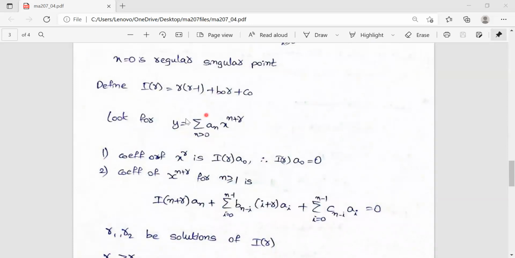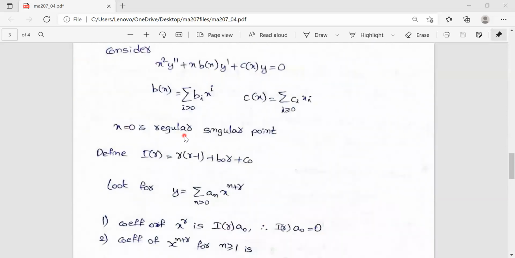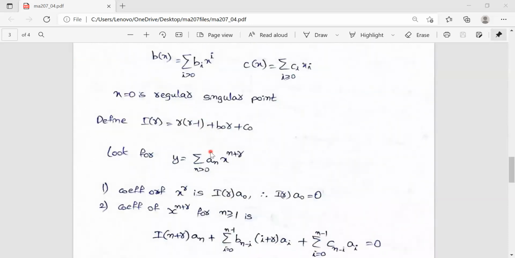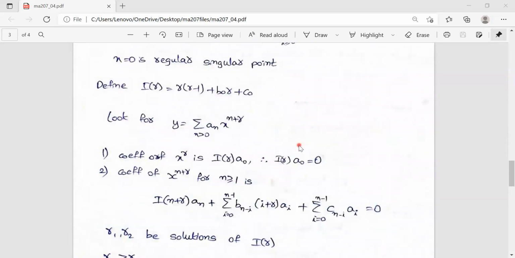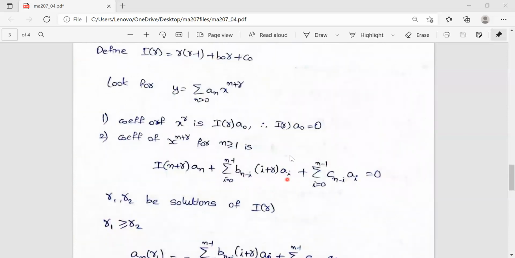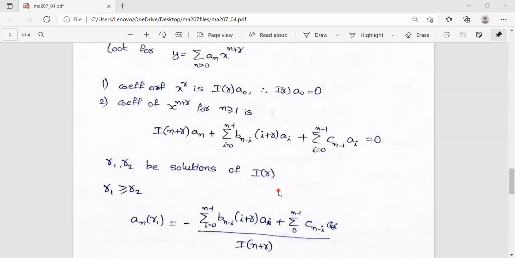If we substitute this in the given ODE, we will get a power series, and we will equate each coefficient of the power series to 0. Let's equate the x power r coefficient to 0. Then we will get I of r into a naught is equal to 0, so I of r is equal to 0. We will get two roots r1 and r2. If we equate the x power n plus r coefficient to 0, we will get this equation.